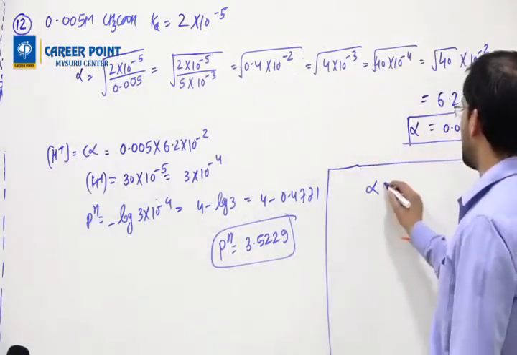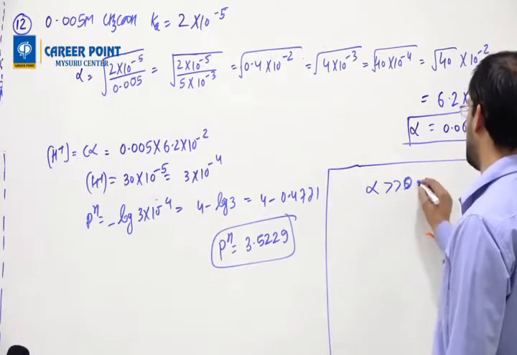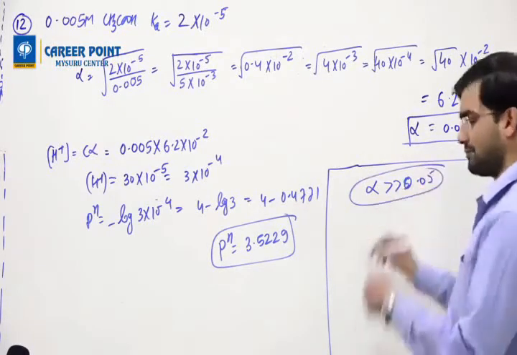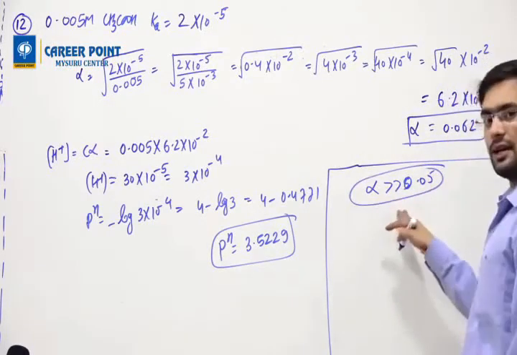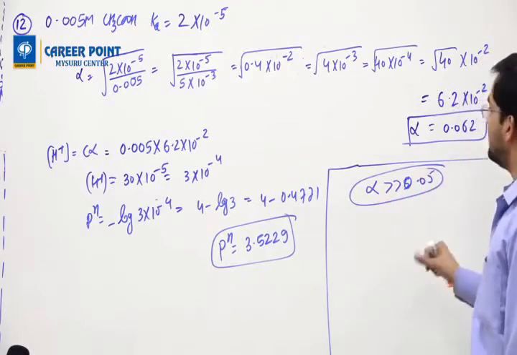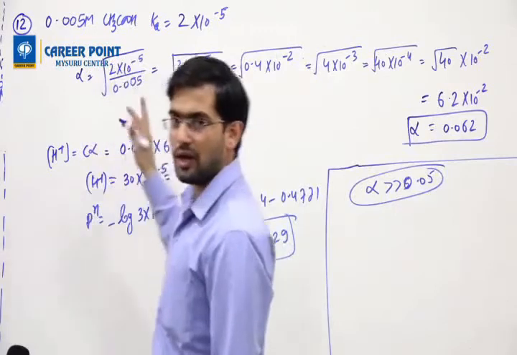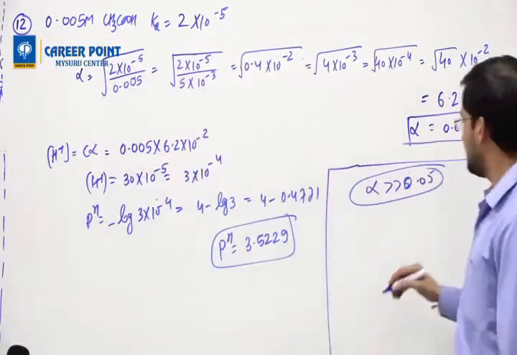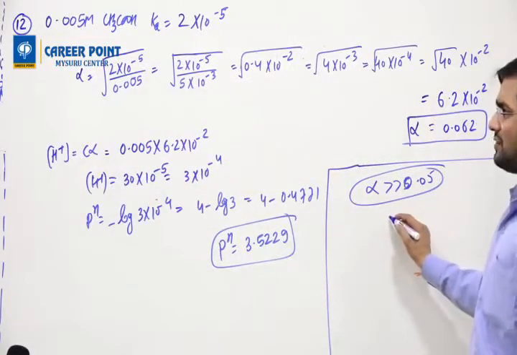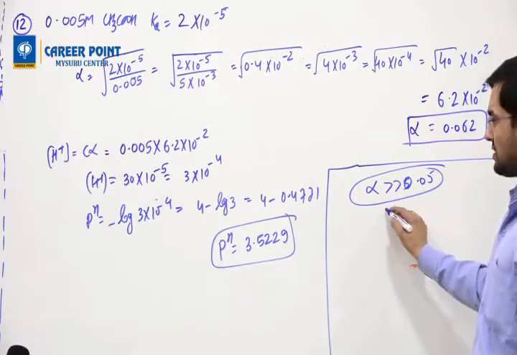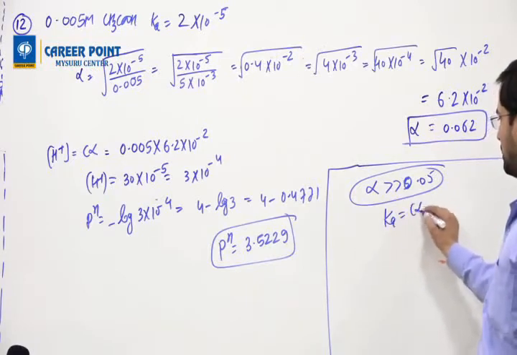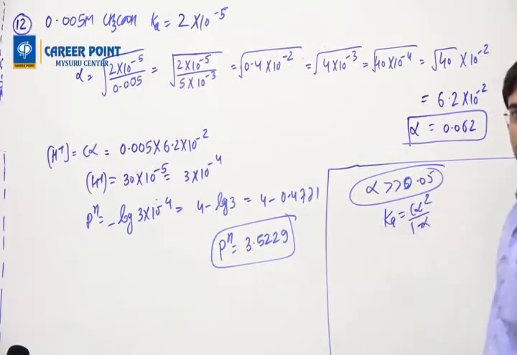If your alpha comes greater than 0.05, then you can't use this formula. Then you can't use alpha equals root K by C. Then what happens is, we have to solve that equation. What is the equation? I wrote K equals C alpha square by 1 minus alpha.